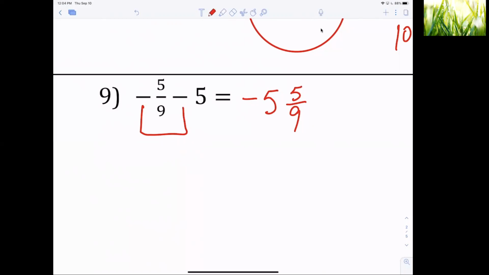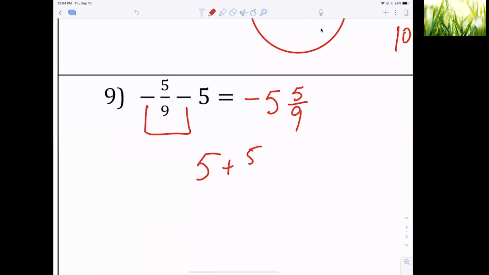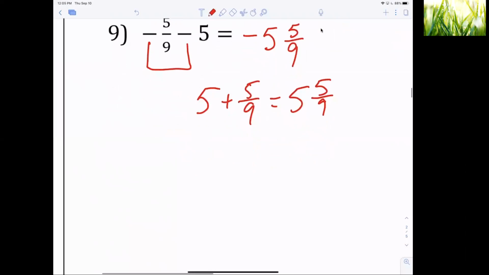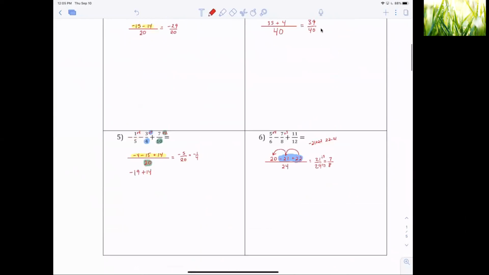And for whatever reason, I don't understand why. Every single year we go over this, and everybody takes a test, and I write that problem on the test, and people just don't know what I'm talking about. Tell me. Because the signs are the same, we add. If I said to you, what's 5 plus 5 ninths, you should be able to tell me that's 5 and 5 ninths. But why isn't it 5 and 4? Because I'm not subtracting. I'm adding them. It's like I have 5 pizzas.